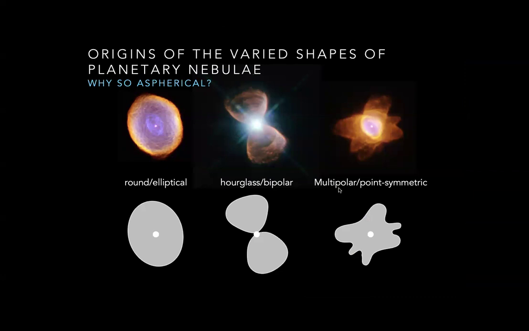We tend to just kind of try to classify them, like butterfly collecting, if you like. What are the different types of planetary nebula that we tend to see? We'd call this one a round one, this one an hourglass bipolar one, this one a multipolar point symmetric structure.